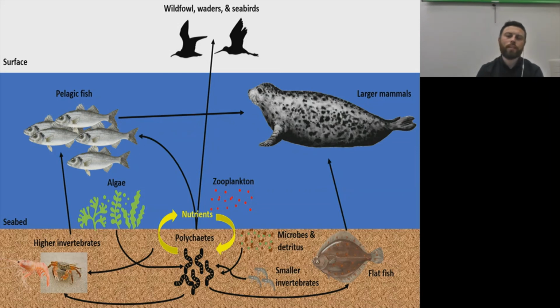So why is this important? King ragworm have a vital role in marine ecosystems where they act as both drivers and regulators of diversity in benthic communities. Their influence arises through the disturbance of the seabed, the cycling of the nutrients and interactions with other species.